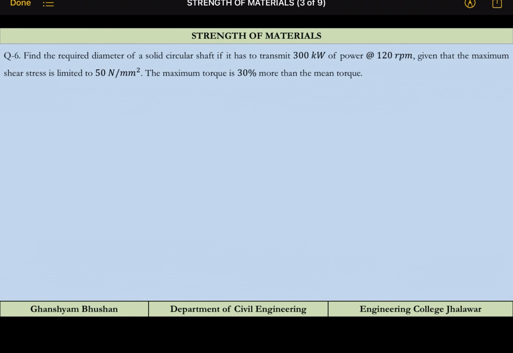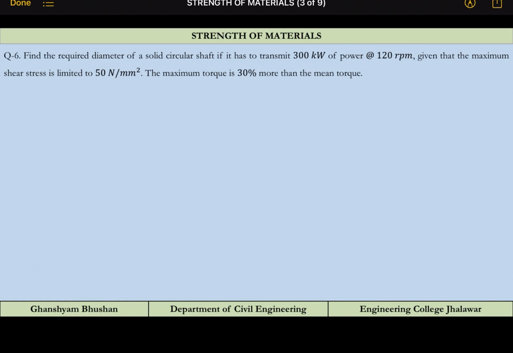Now let us try to solve a problem based on the concept which we have learned just now. We have to find the required diameter of a solid circular shaft if it has to transmit 300 kilowatt of power at 120 rpm. Just note the points. The maximum stress is limited to 50 Newton per mm square. Due to torsion, shear stress will generate, so the maximum value of shear stress is 50 Newton per mm square. The maximum torque is 30% more than the mean torque.